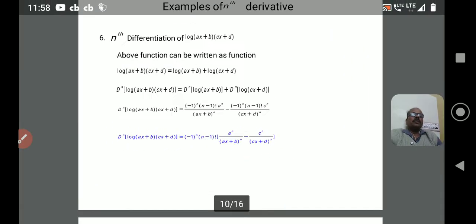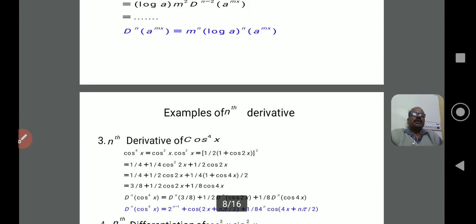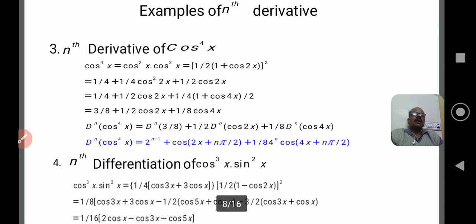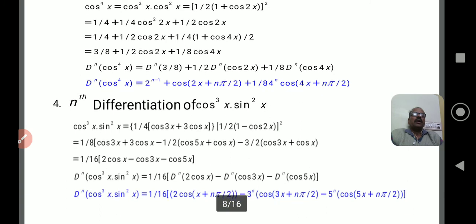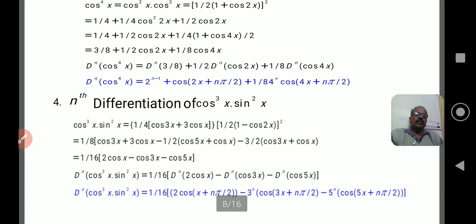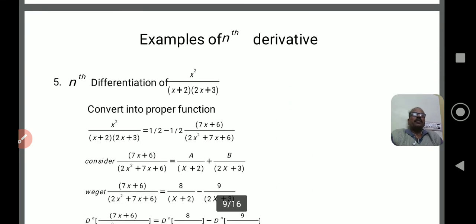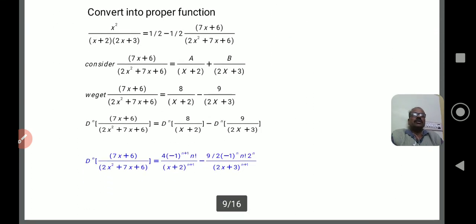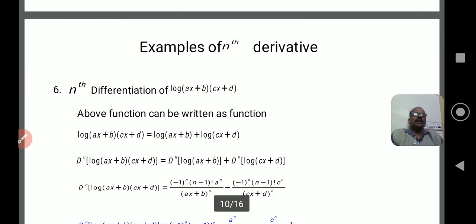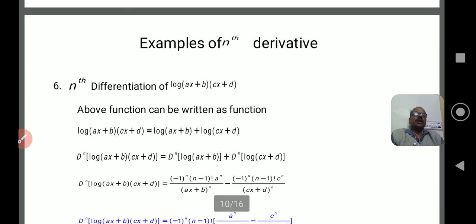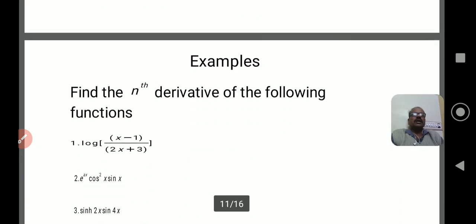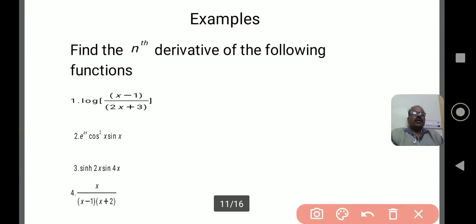One thing you should remember, I just want to recap: there are 4 types of very standard results. Cos power 4x, bring it to the linear form; cos cube x into sin square x, bring it into a transformation formula as a single term. The next is bring the improper fraction to a proper one, then apply the procedure and use the formula for 1 over ax plus b. The next is log of a plus b, or a into b. We don't have results for these, so bring it as log ab, which can be written as log a plus log b, then apply the results for the nth derivative. These are the assignment problems you should work out.